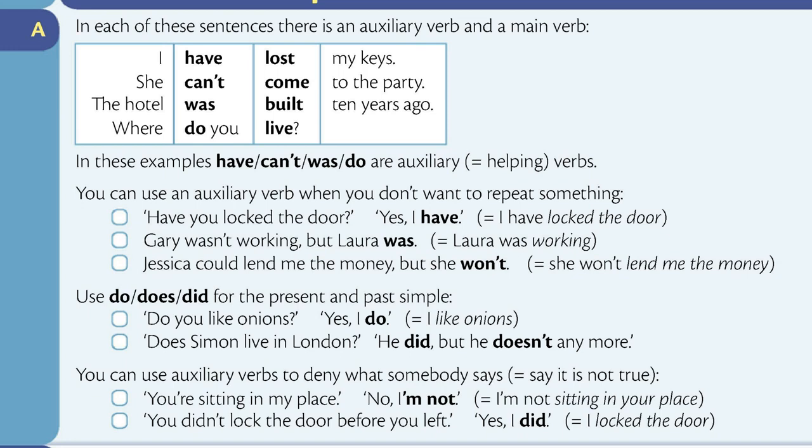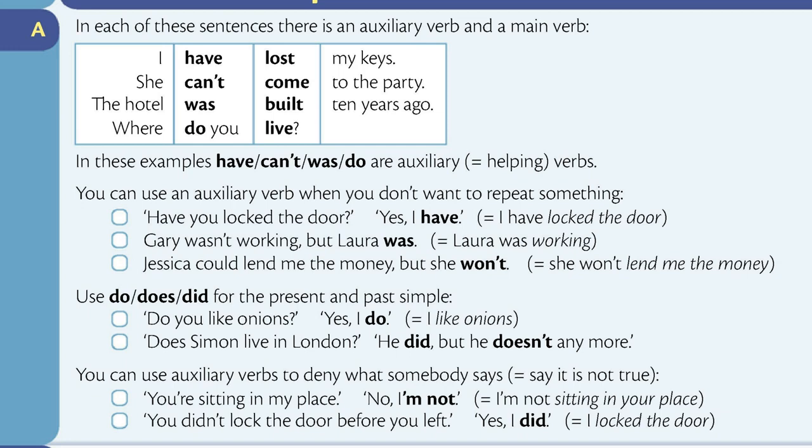You can use an auxiliary verb when you don't want to repeat something. Have you locked the door? Yes, I have. Gary wasn't working, but Laura was. Jessica could lend me the money, but she won't.